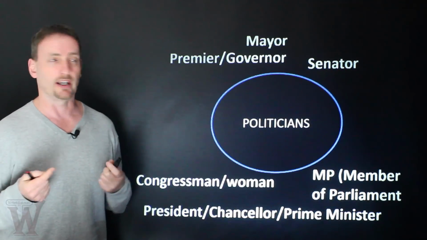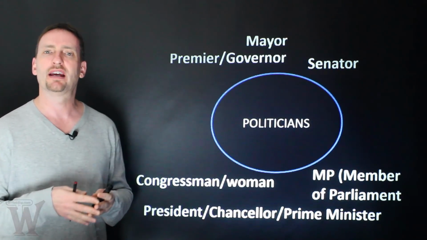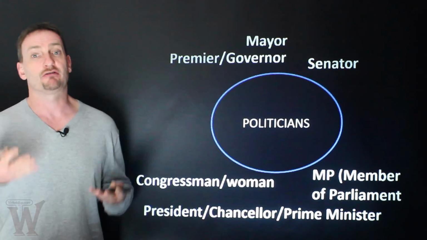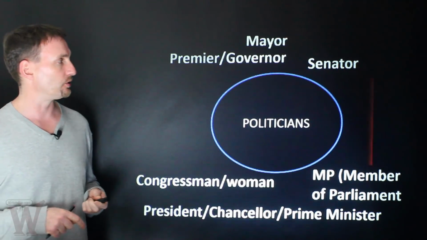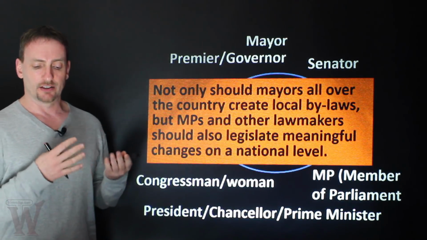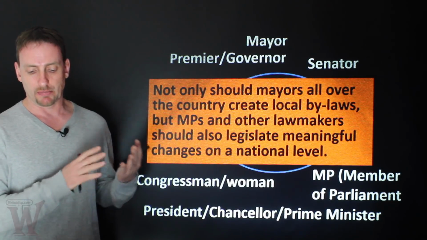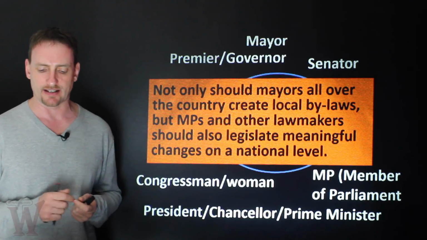Again, all we're doing here, you can use any of these words. It's all fine. The whole point is to show the graders, the IELTS and TOEFL graders, that you have a range of vocabulary. That's what this is all about, to get your lexical resource score. Now, not only should mayors all over the country create bylaws, but MPs and other lawmakers should also legislate meaningful changes on a national level.